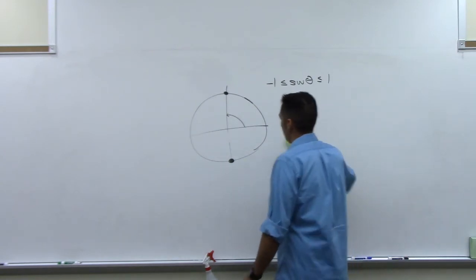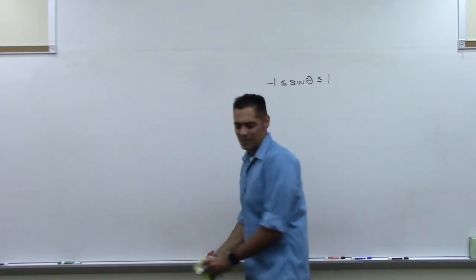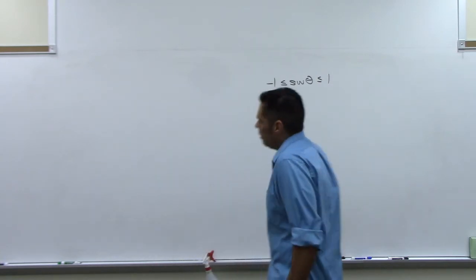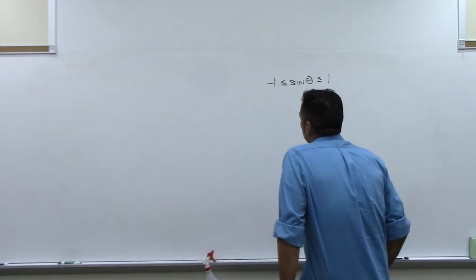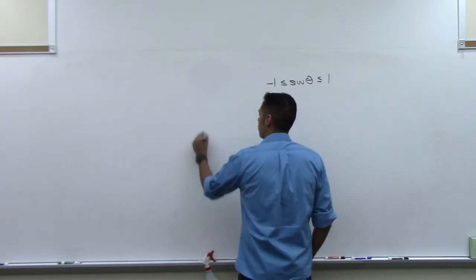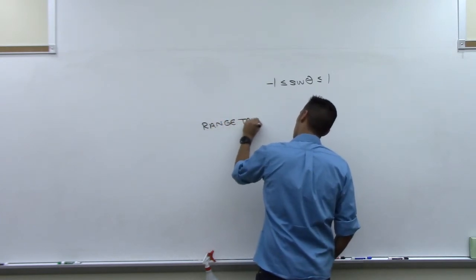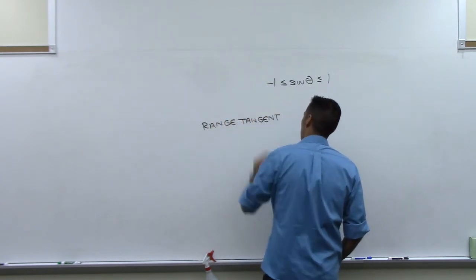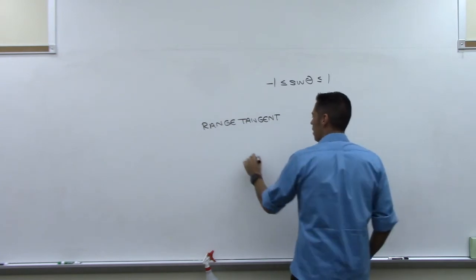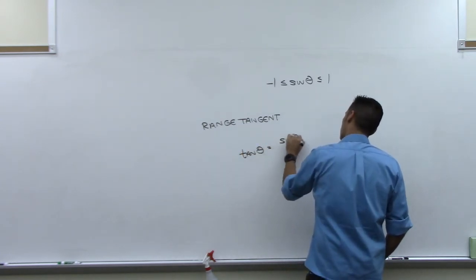How can we illustrate this? You know what? Let's not illustrate that now. Well, I'll try it. Okay, so what is the range of the tangent function? I'm asking, what is the range of tangent? So what possible outputs can we get? Well, tangent of an angle is sine over cosine.